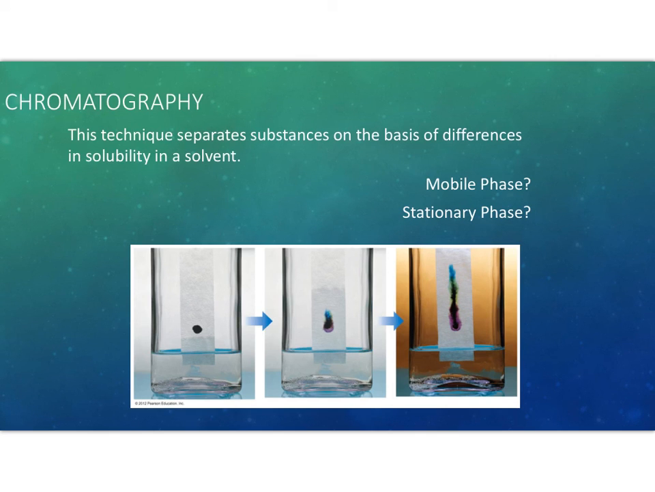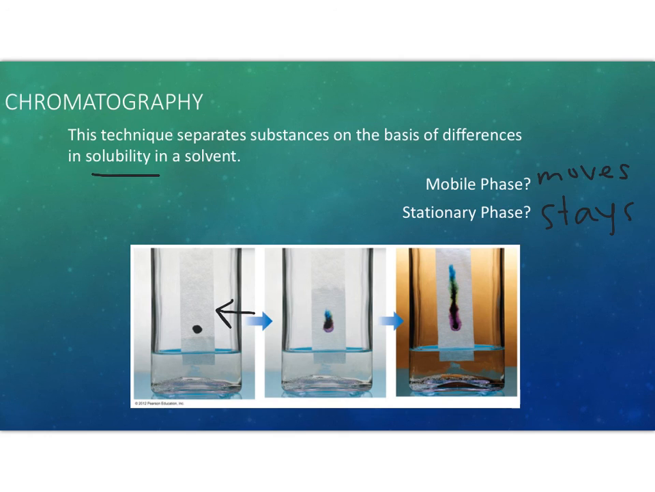The second type of separation technique that we'll talk about is called chromatography. This technique separates substances on the basis of differences in solubility. Some substances dissolve a little bit better than others. We have a mobile phase, mobile meaning it moves, and we have a stationary phase. Stationary, it stays put. So I'm just going to put stays there. How does chromatography work? And we're going to do a lab similar to this a little bit further towards the end of the year. But what we have here on this piece of chromatography paper, it's just a very thin paper, is a dot of ink.